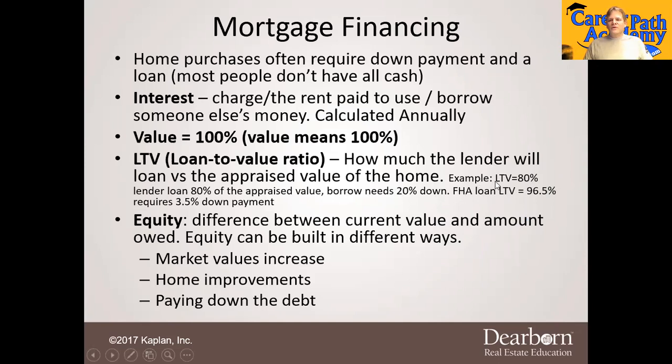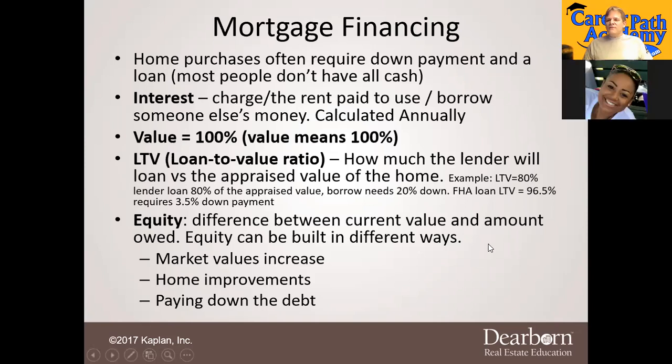Now, for example, an LTV ratio of 80% means that the lender will loan you 80% of the appraised value of the property. That means the borrower has to put down how much? 20%, right? If they're going to lend you 80%, then you've got to put down the other 20. So you see how it's easy to figure out. If they give you the LTV, it's easy to figure out how much money you need, right?